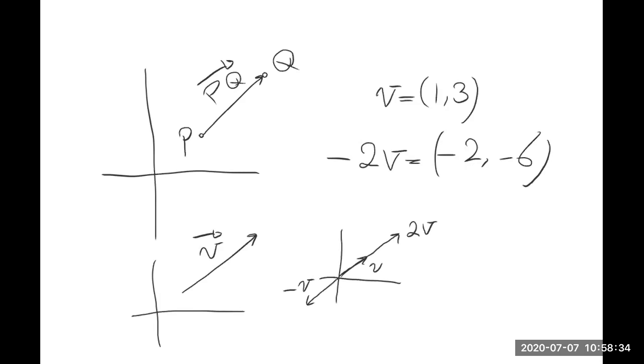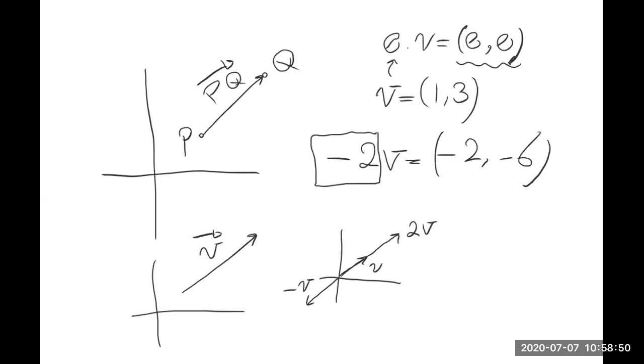Also, if I look at 0 times V, it means 0 times 1, which is 0, and 0 times 3, which is 0. That's the 0 vector, which is just a point. So whenever I have a number here, I multiply both of the components with that number. I would multiply minus 2 by 1, the result is minus 2. I would multiply minus 2 by 3, the result is minus 6. Okay, that's how to do this multiplication.